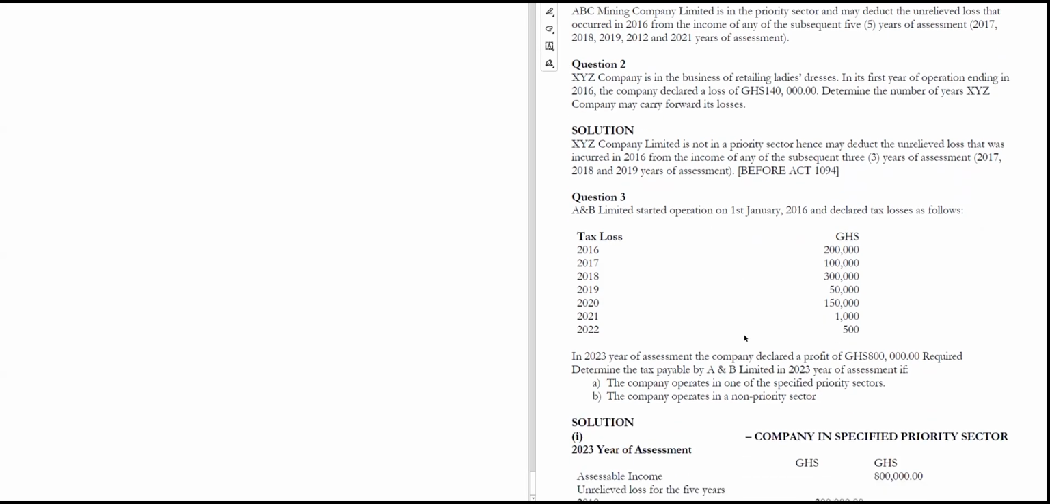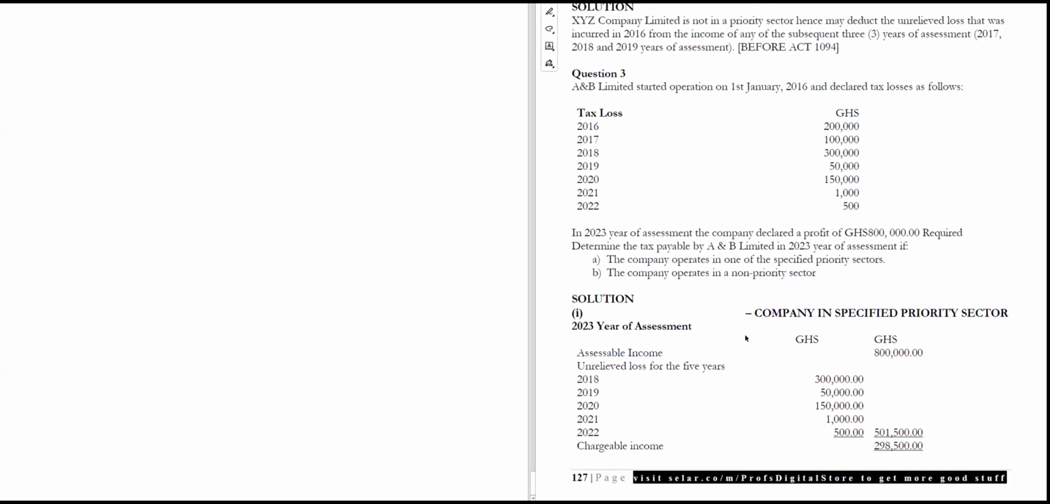Okay. Now, anytime you get losses, I'll teach you a trick to make loss questions easier for you. So let's look at A and B. They started operation on 1st January 2016 and declared losses as follows. So 2016, they made a loss. 17, they made a loss. 18, loss. 19, loss. 2020, loss. 21, loss. 22, loss. And in 2023, they declared a profit of 800,000.